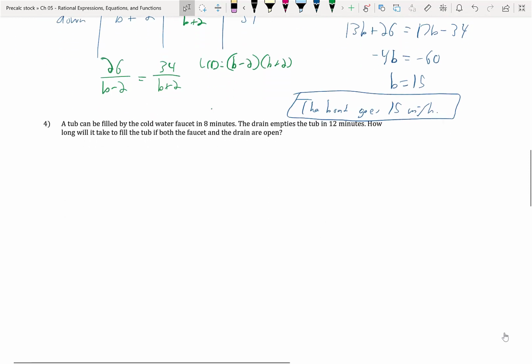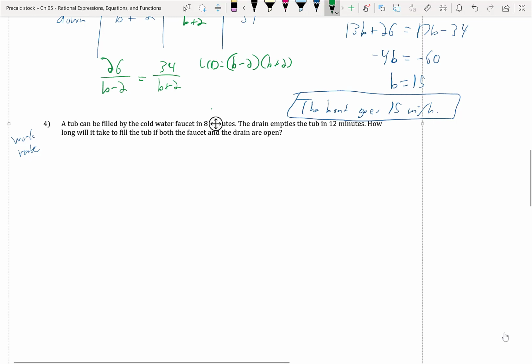Okay, next one is a little tricky problem. This is a type of problem called a work rate. And the setup can be trickier. The solving is easier. But it says a tub can be filled by the cold water faucet in 8 minutes. The drain empties the tub in 12 minutes. How long will it take to fill the tub if both the faucet and the drain are open?